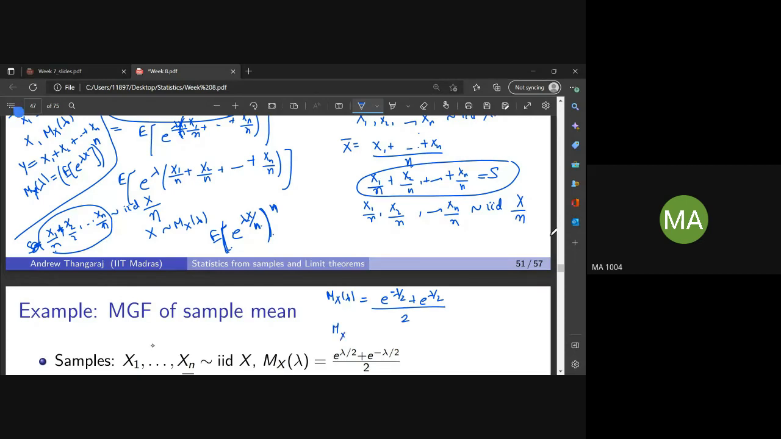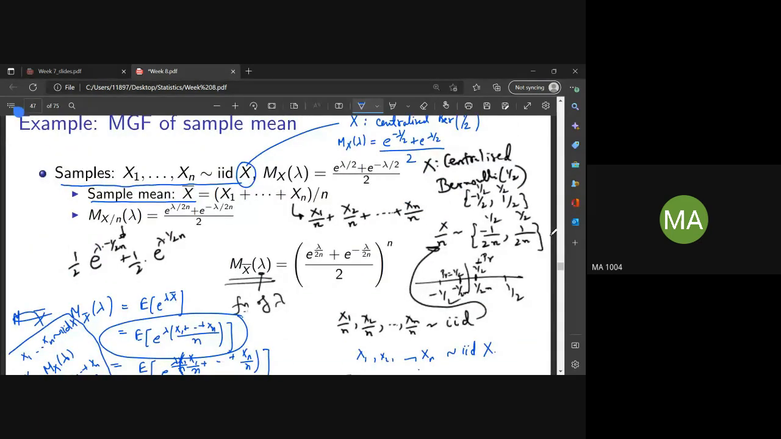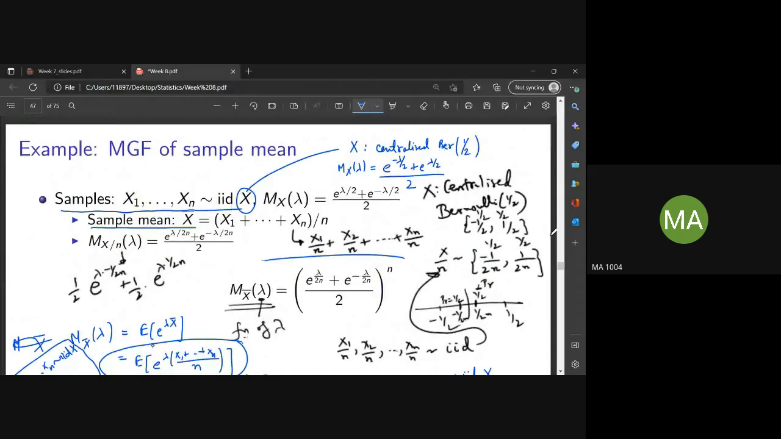Now, if we want to find the MGF for X by n, then it becomes e to the power minus lambda by 2n plus e to the power lambda by 2n, by 2. So if you have to find the MGF for this summation, this sample mean, you will just get this. Is it clear how we are getting this term? Yes, ma'am. Now you got MX bar of lambda to be e to the power lambda upon 2n plus e to the power minus lambda upon 2n divided by 2, whole to the power n.